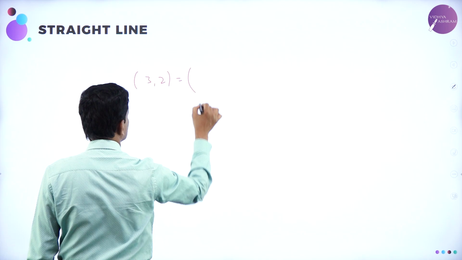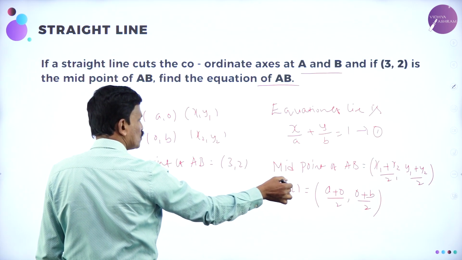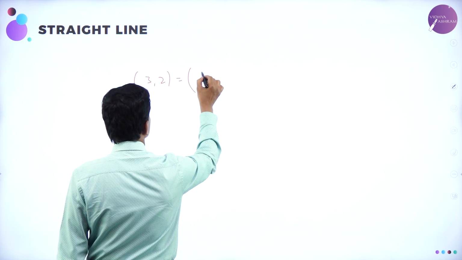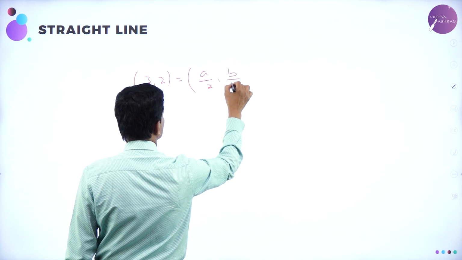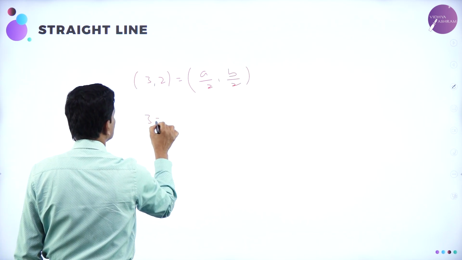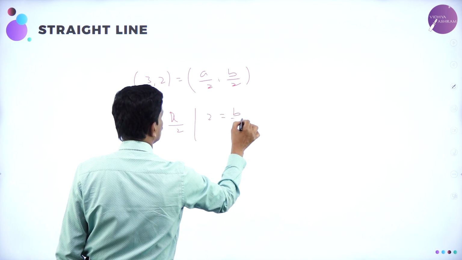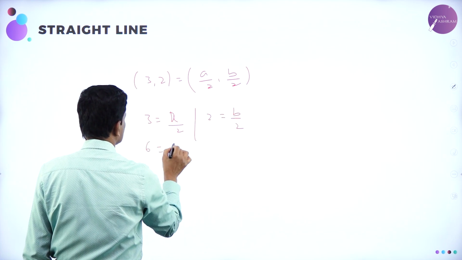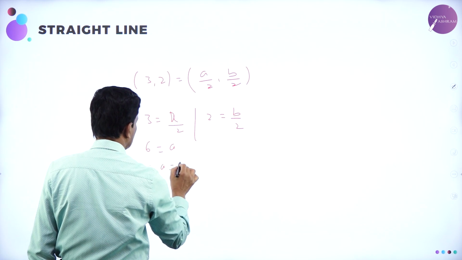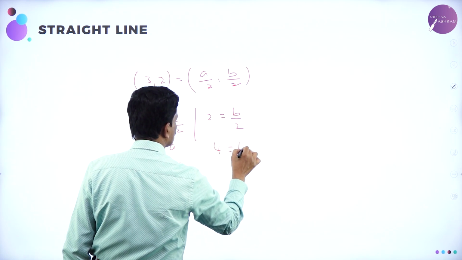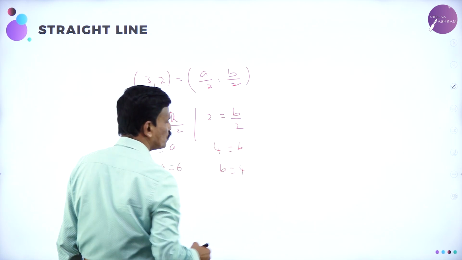Now (3, 2) is equal to (A plus 0 is A) by 2, B by 2. A divided by 2, B by 2. Now equate it. 3 is equal to A by 2 and 2 is equal to B by 2. 6 is equal to A. Therefore, A is equal to 6. 4 is equal to B. B is equal to 4.